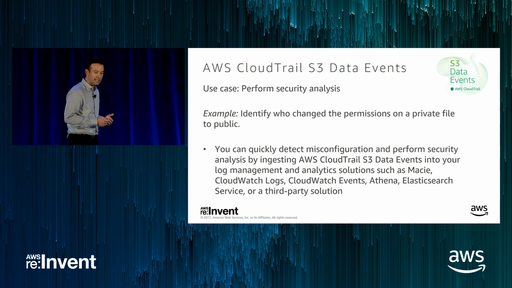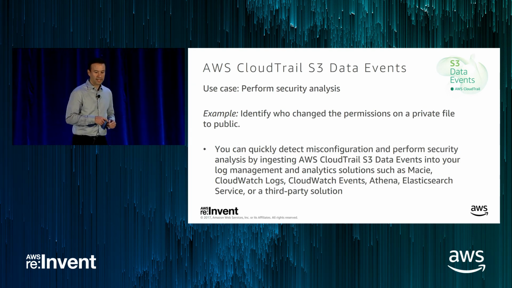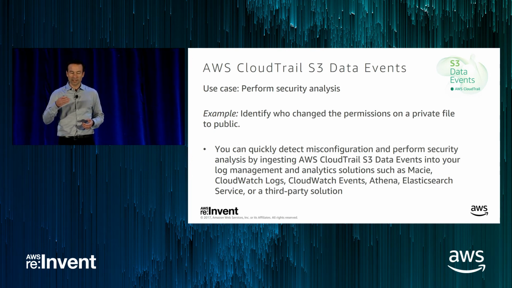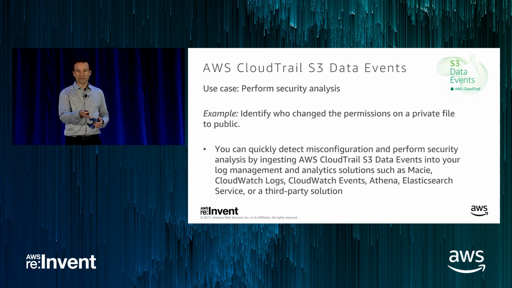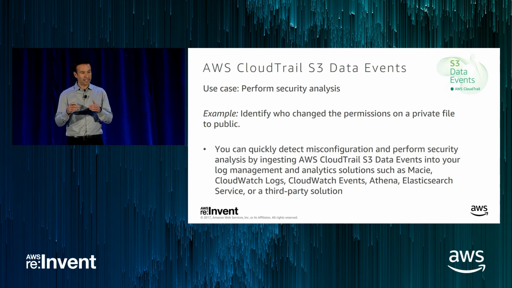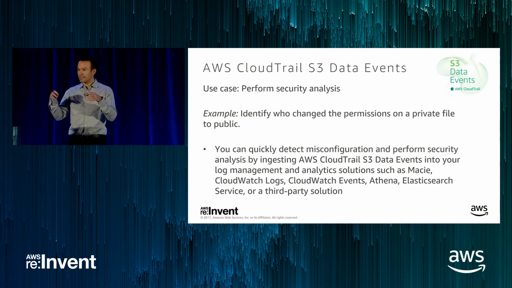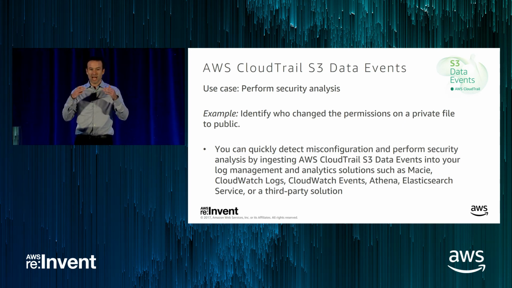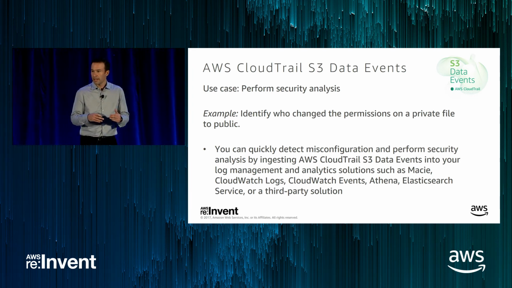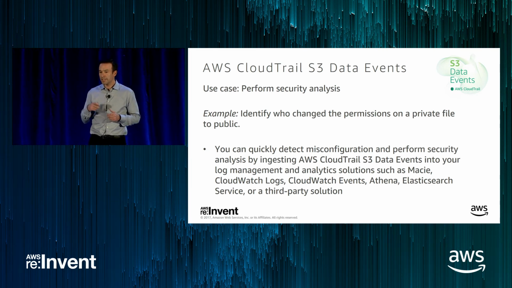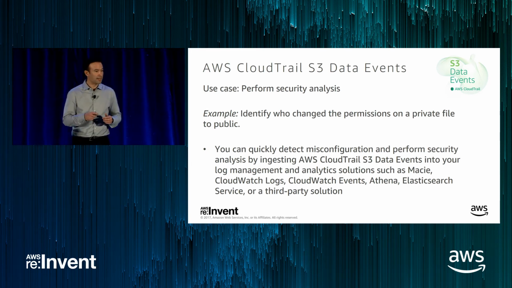With S3 data events, we're also seeing a lot of use around performing security analysis, so identifying who made changes. If you remember, we did that at the bucket level with Config, where we were able to go into the CloudTrail log. S3 data events lets us do that exact same activity, but at the object level. So not only can we see bucket level changes with Config, but now with CloudTrail S3 data events, we can see object level changes as well. And that becomes extremely important when we're talking about things like GDPR or PII or PHI.